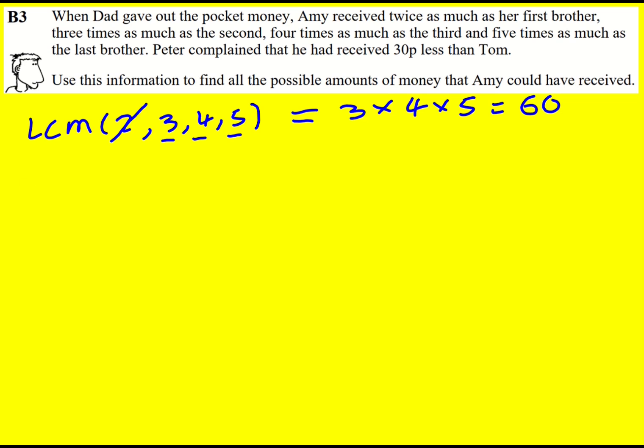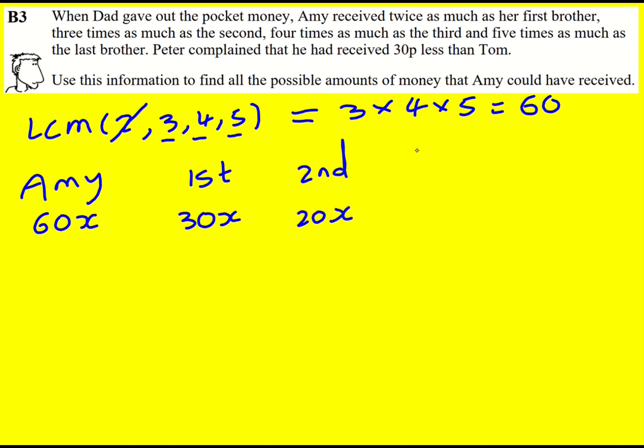So I'm going to say that Amy received 60 times some amount, 60x. And the first brother, because she received twice as much, he must have received half as much. So divide by 2, 30x. Second brother, then divide Amy's by 3, then by 4, and finally 5.